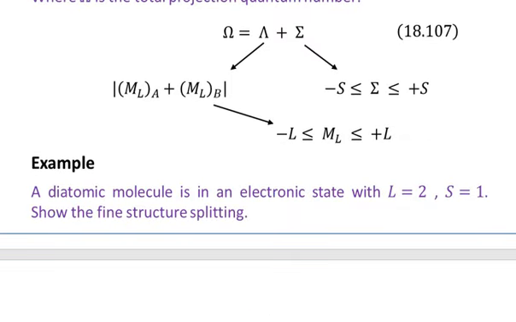Now let me discuss a simple example so that I can elaborate this fine structure splitting further. A diatomic molecule is in an electronic state with capital L equal to 2 and capital S equal to 1. Show the fine structure splitting.